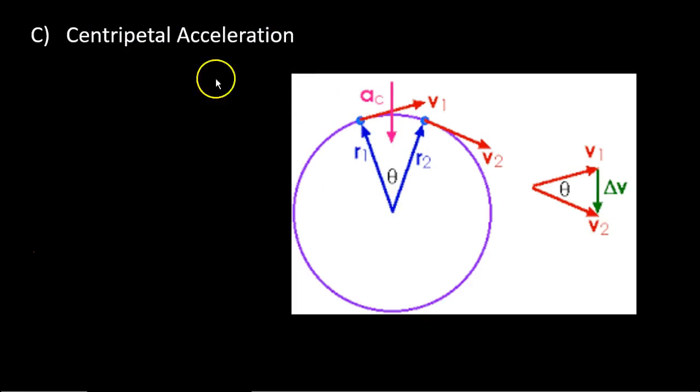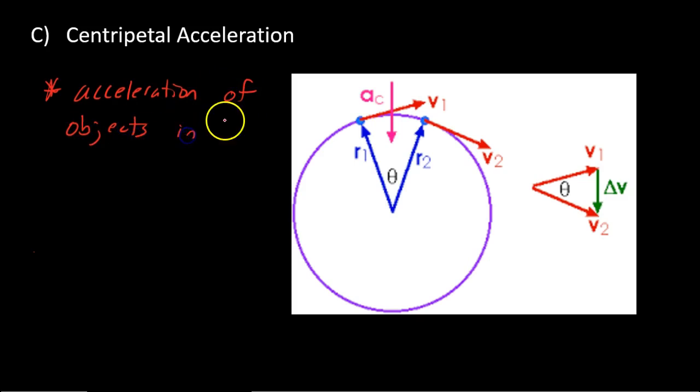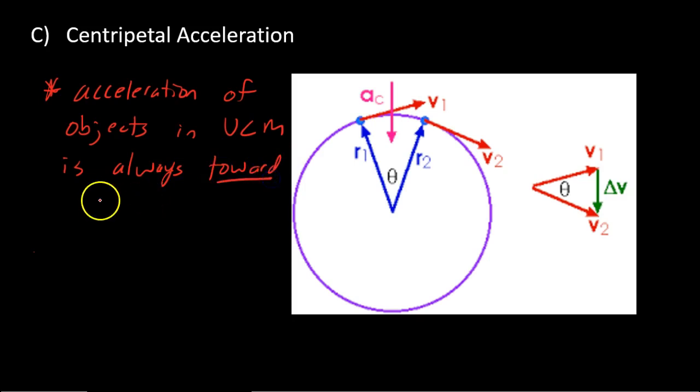Here's another diagram if this is a little easier for you to copy down. Key idea: the acceleration of objects moving in a circle. Acceleration of objects, I'm going to write down, in uniform circular motion is always toward the center. Hence the word centripetal, toward the center. All right, so that's a key idea.